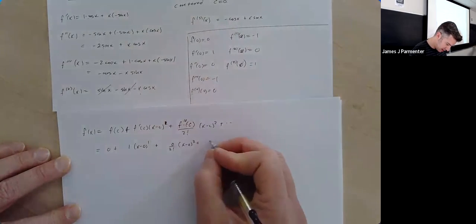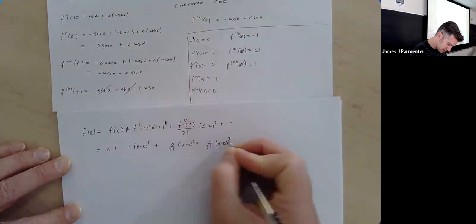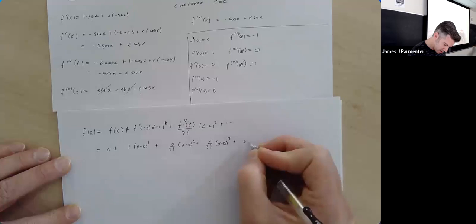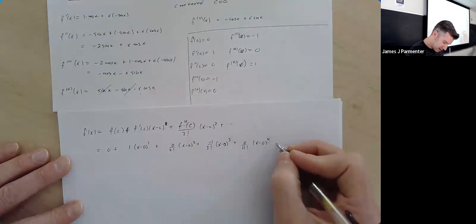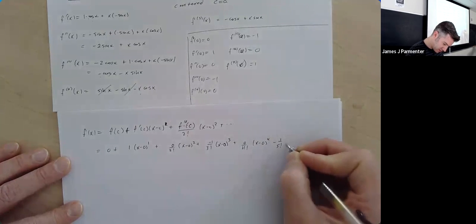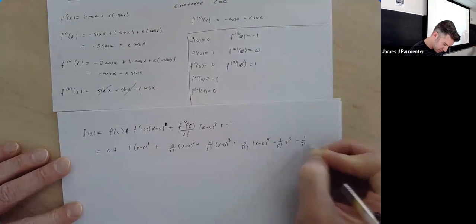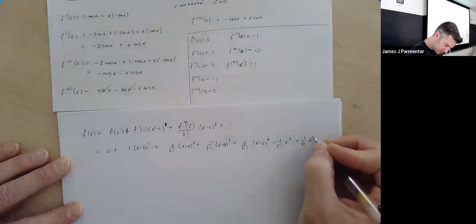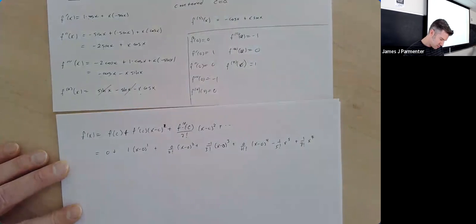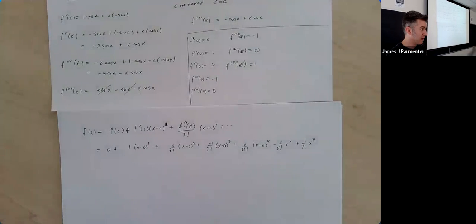My next term would be -1 over 3 factorial times x minus 0 cubed. My next term would be 0 over 4 factorial times x minus 0 to the fourth. And then we get -1 over 5 factorial times x to the fifth. The next term is 0, and the next term is +1 over 7 factorial times x to the 7. Which feels like, again, I'm always slightly worried when I do this that I've made some sort of tiny mistake, because it's easy to make mistakes.